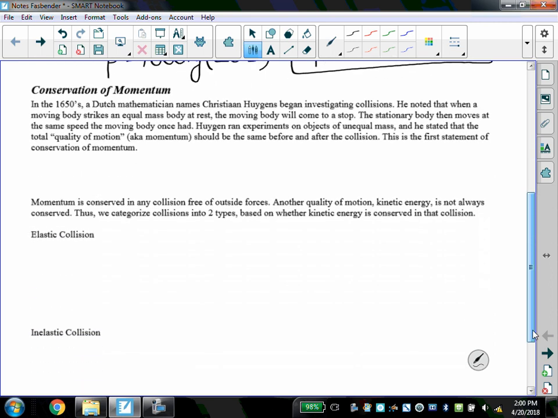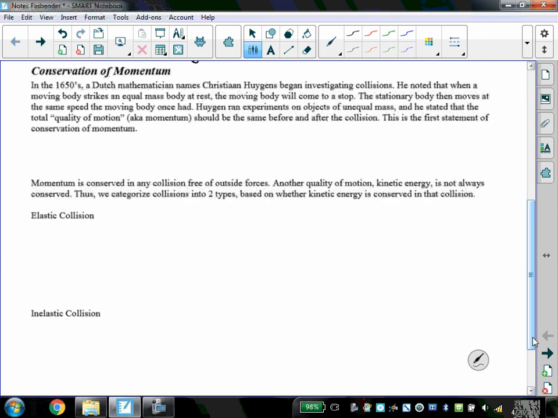Now, very similar to our last unit on energy, momentum will be conserved, just like how energy was conserved. And in the 1650s, a Dutch mathematician named Christian Huygens began investigating those collisions, and he noticed that when a moving body struck an equal mass body which was at rest, the moving body would stop and the stationary would move at the same speed as the moving body. So he ran many experiments, some of which were the same as what you did in the lab, and he became the first person to write a statement of conservation of momentum.